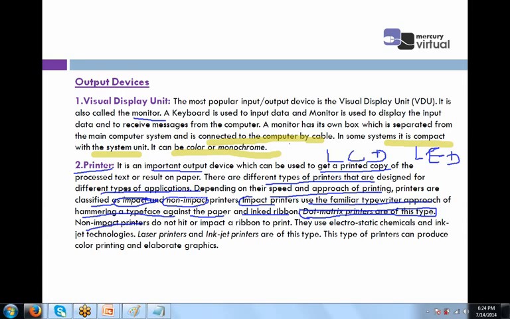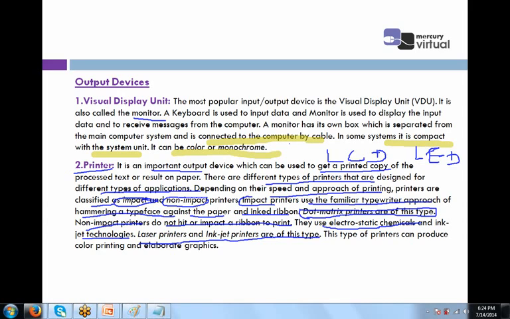Then, non-impact printers do not hit or impact a ribbon to print. They use electrostatic, chemical and inkjet technologies. This means there is no hammer, there is no ink. These use electrostatic, chemical material and inkjet technology. Laser printers and inkjet printers are of this type. So dot matrix is of impact type, and laser and inkjet are of non-impact type.